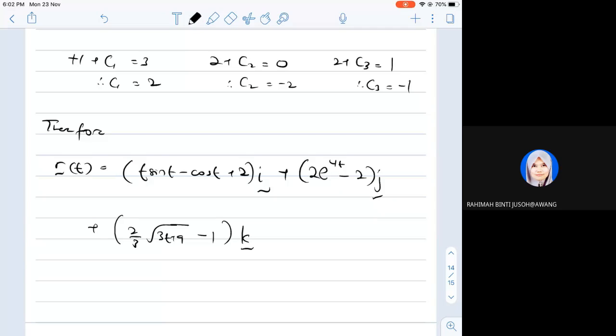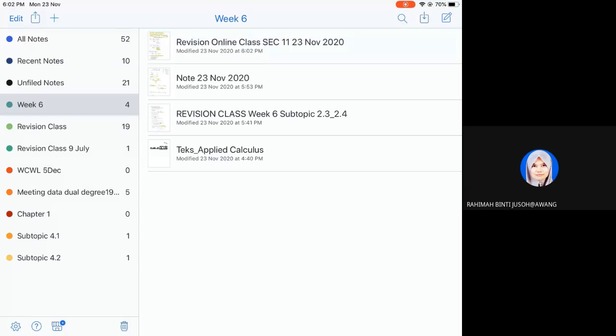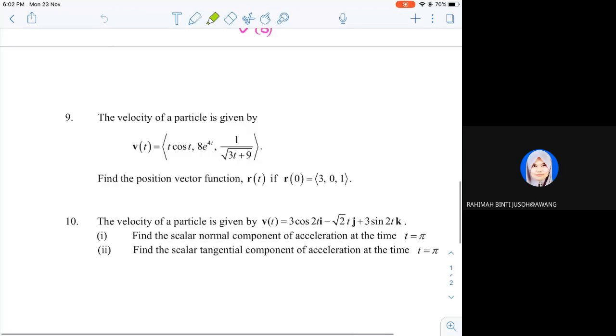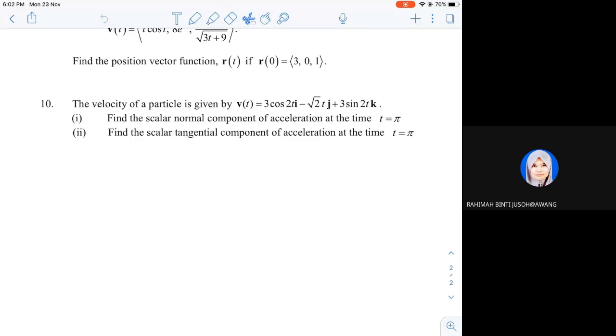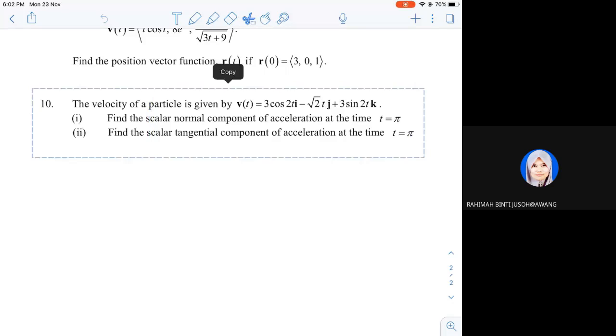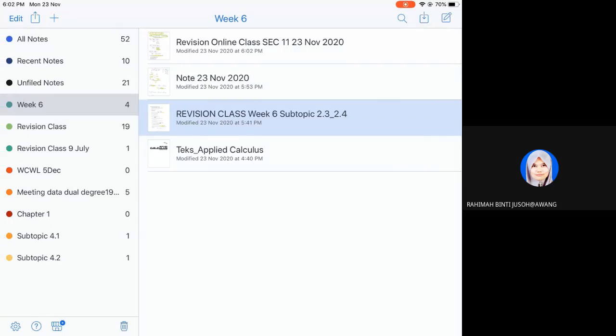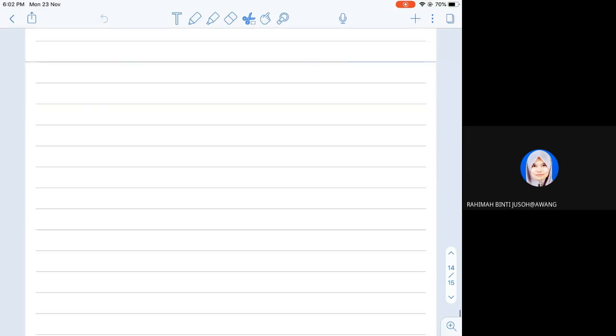Alright. Do you understand, guys? For this question, if it comes in the test, can you answer? Yes. Okay, InsyaAllah. Alright, last question. Can I take a bit of time this evening? It's already 6 o'clock. Question number 10. Okay, we will finish this.